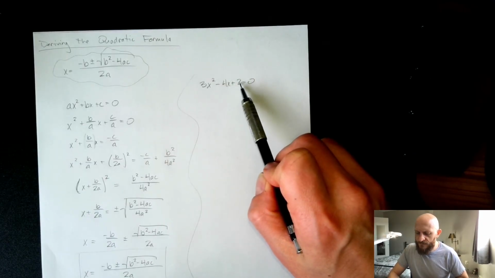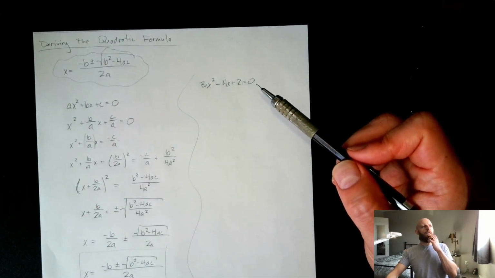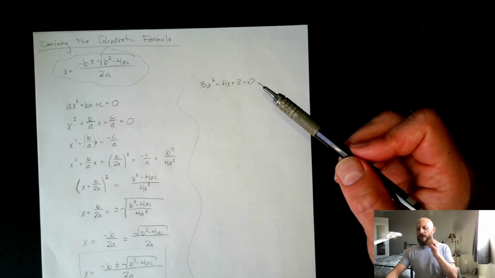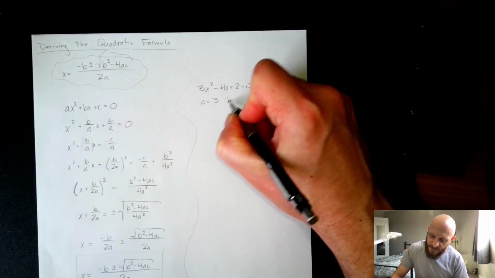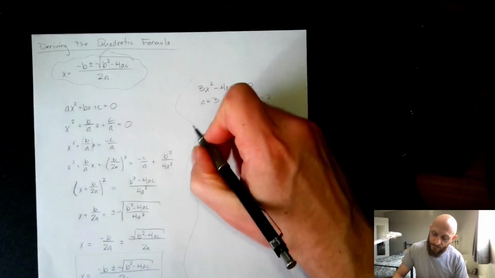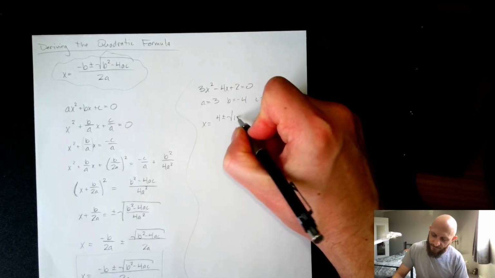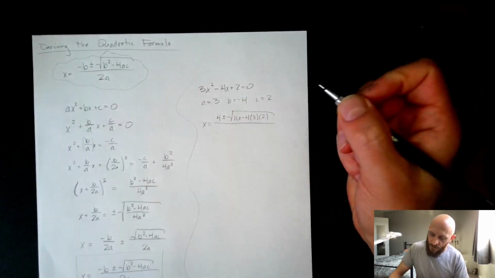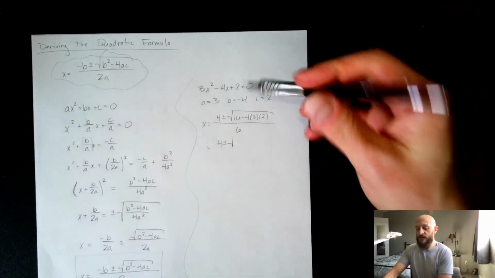So two numbers that multiply to make 6 and add to make -4. No, that's not a thing. If it was a -6, that would be a thing. But no. Okay, so yeah, we can just plug things in. So a is 3, b is -4, c is 2. So x must be -b, so +4 plus or minus the square root of 16 minus 4 times a times c all over 2a.